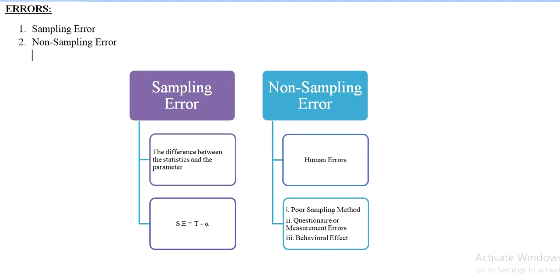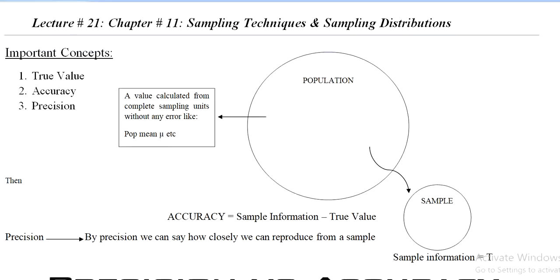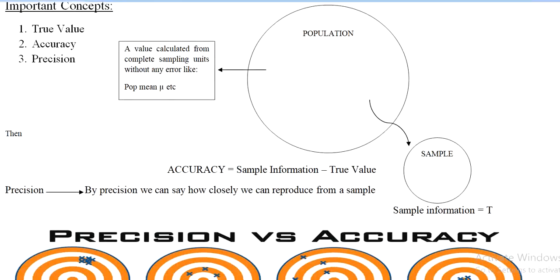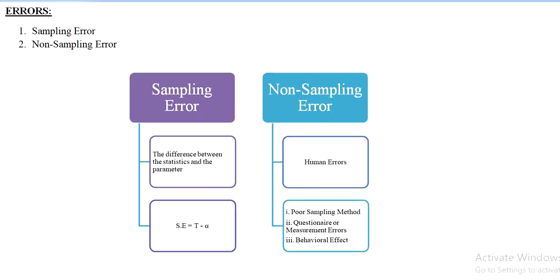So in today's lecture we have talked about some basic concepts of sampling that include the true value, the accuracy and the precision, and further we have discussed how many errors we generally deal with when we perform sampling. I hope आपको आज का lecture understand हो गया होगा.